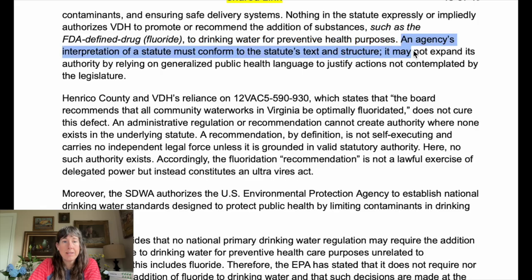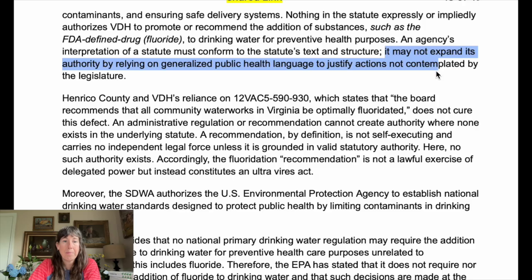An agency's interpretation of a statute must conform to the statute's text and structure. It may not expand its authority by relying on generalized public health language to justify actions not contemplated by the legislature.